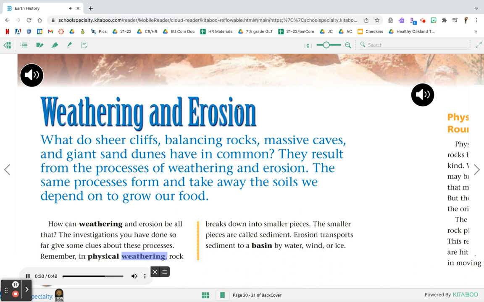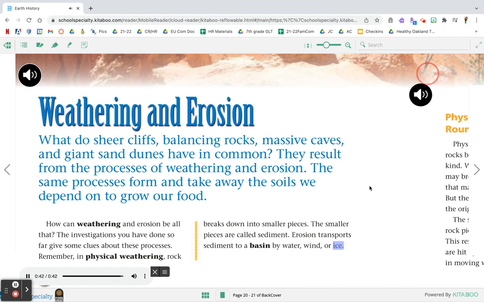Remember, in physical weathering, rock breaks down into smaller pieces. The smaller pieces are called sediment. Erosion transports sediment to a basin by water, wind, or ice.